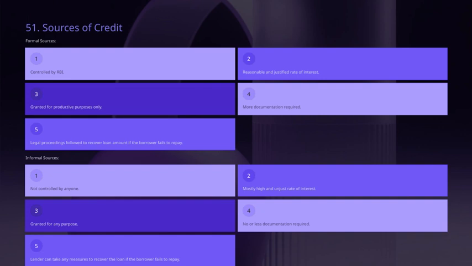Starting with informal sources, these typically require no or very little documentation, making the process quick and simple. However, loans from informal sources often carry high and unjust interest rates, which can be a significant burden on borrowers. In case the borrower defaults, lenders from informal sources can take any measures necessary to recover the loan, including legal proceedings. These loans are usually granted for productive purposes only, such as starting or expanding a business, which helps in economic development. Importantly, informal sources are not controlled by any regulatory authority, making them less regulated and potentially riskier for borrowers. Now, moving on to formal sources of credit.